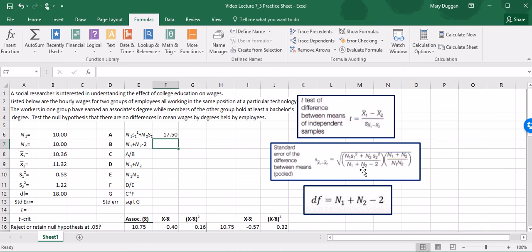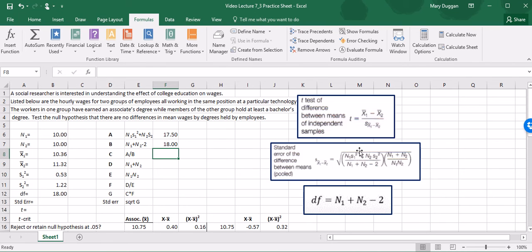The denominator of the left side of the formula you may recognize as your degrees of freedom, but we will plug that in anyway: n1 plus n2 minus 2. And that gives us the degrees of freedom of 18.